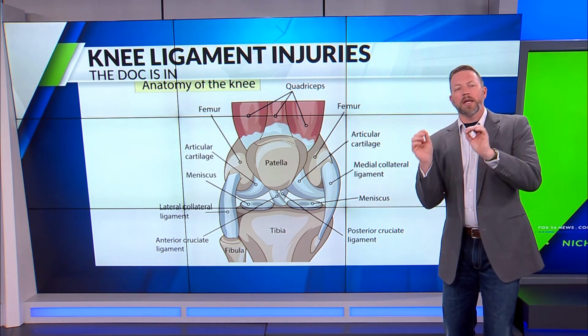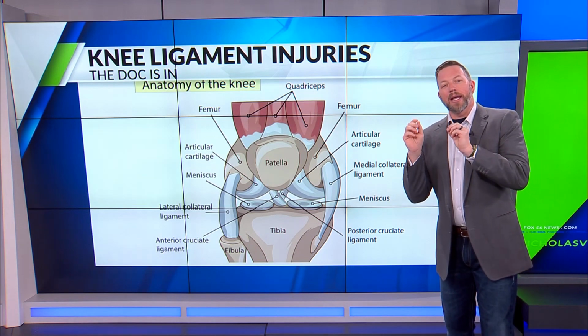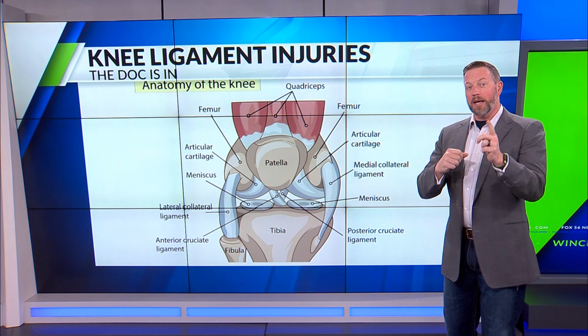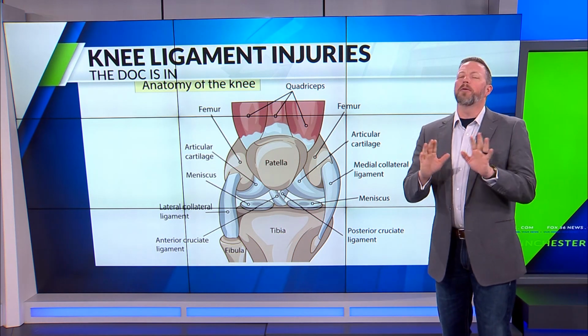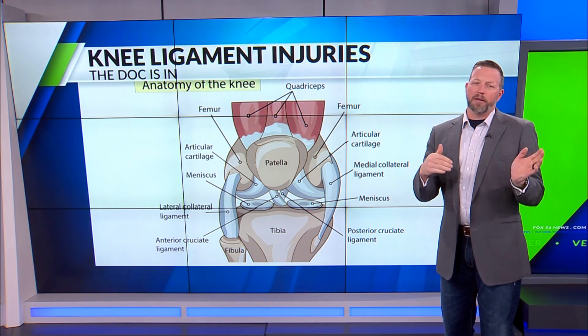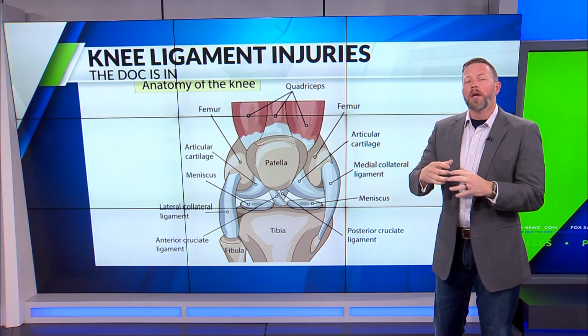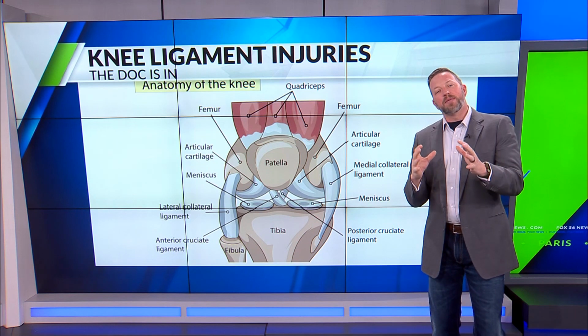So a tendon comes off of a muscle and goes to a bone. A ligament goes from bone to bone. With the knee, we have four ligaments: the ACL, the PCL, the MCL, the LCL, just based on where they are, the front, the back, the inside, and the outside. They're designed to actually keep the femur on top of the tibia. So when we're running, we're athletic, it keeps it in place.